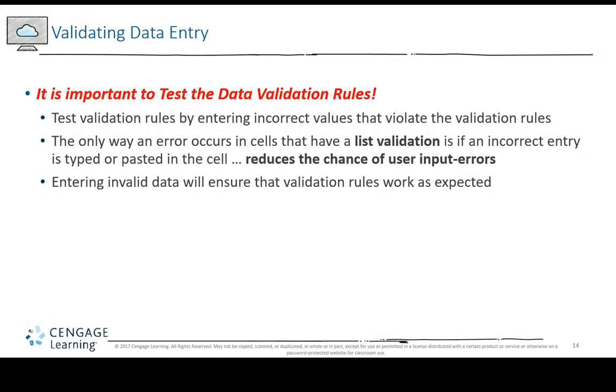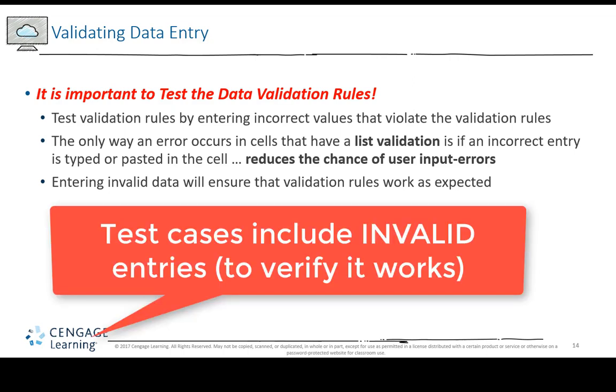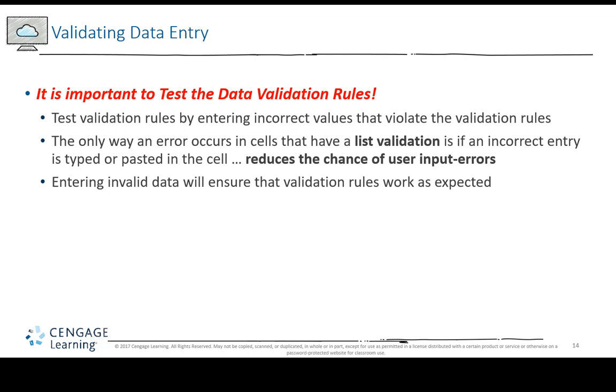After you put your validation rules into your cells or range of cells, it is important to test the data validation rules. You test validation rules by entering correct values to validate and then incorrect values that actually violate the validation rules. We want to verify that invalid data will not be permitted, that your validation rule will work as expected. List validation reduces the chance of user input errors by having them select from a list of acceptable values.